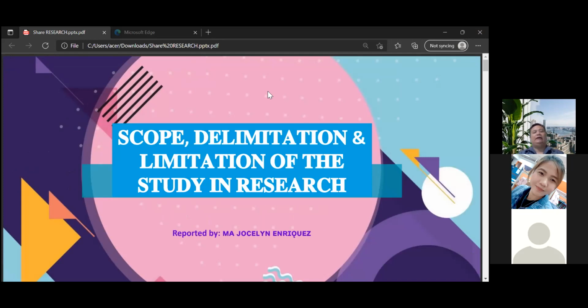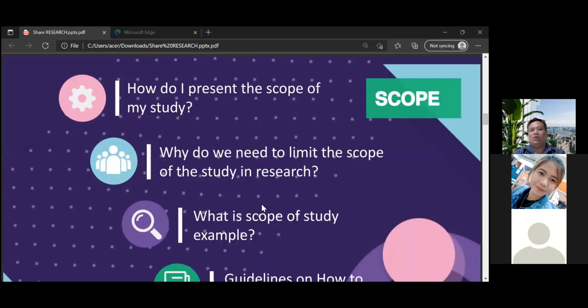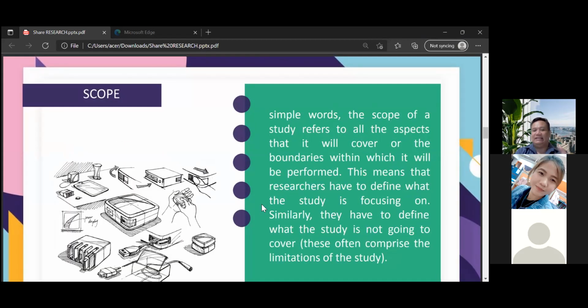Okay, so again, I just want to give you some additional inputs related to the discussion. As we mentioned about the scope, the scope of the study refers to the parameters under which the study will be operating. The problem you seek to solve will fit within certain parameters. Think of the scope as the domain of your research: what's in the domain and what is not.